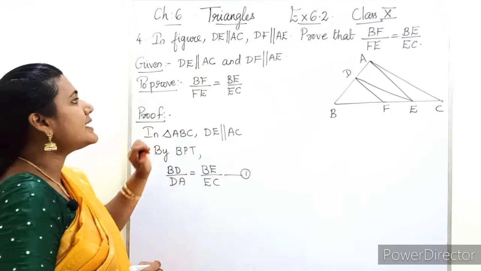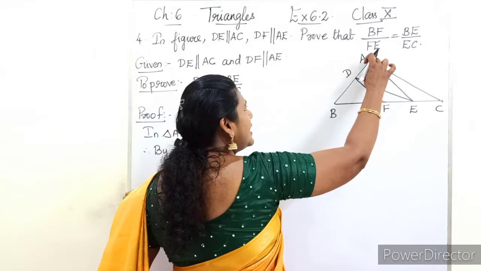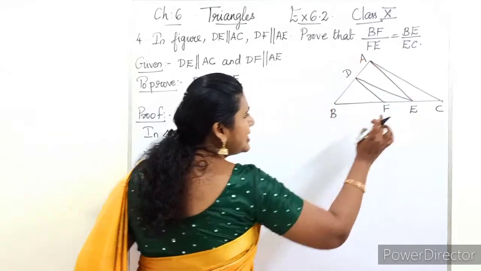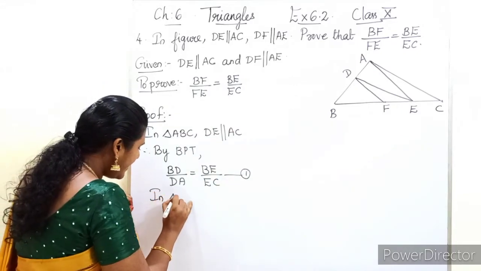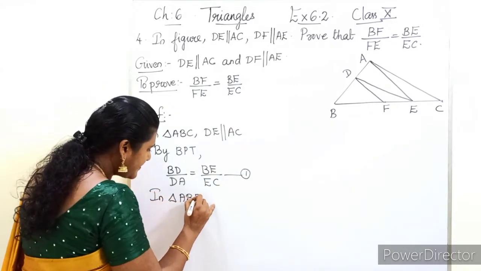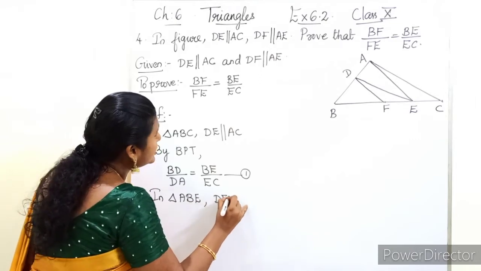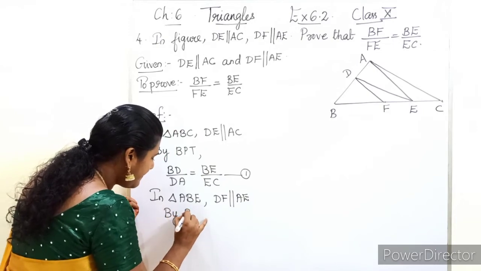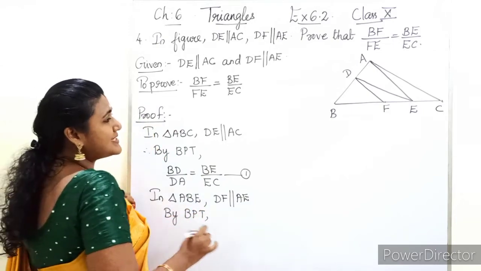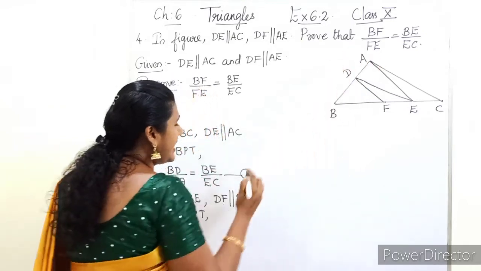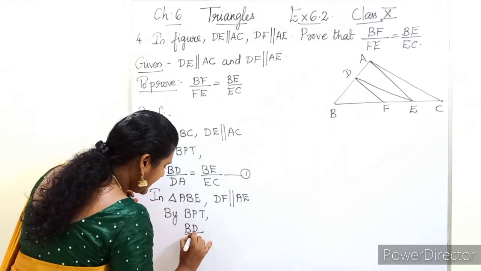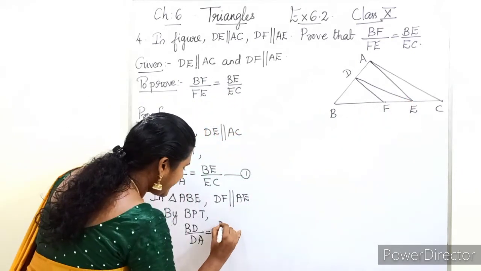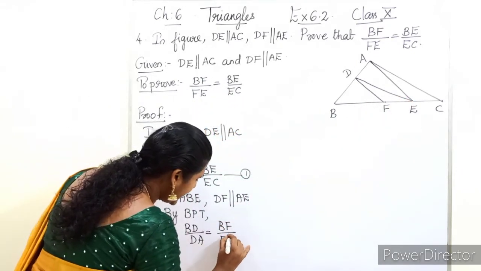Similarly, the second condition is DF is parallel to AE. So in that case, you have to consider triangle ABE. So in triangle ABE, DF is parallel to AE. So by basic proportionality theorem, we will get the second condition. What is the condition? BD by DA is equal to BF by FE. This is the second equation.